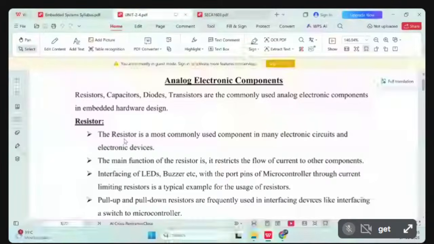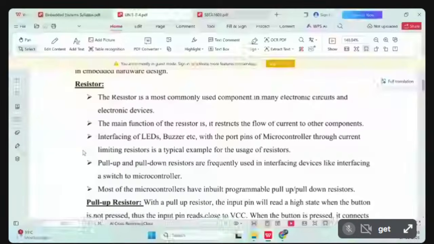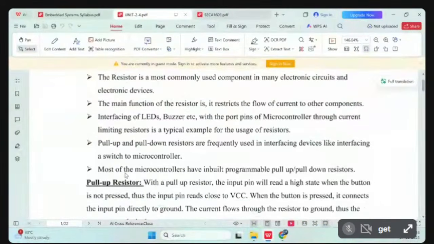Whenever we have some LEDs, buzzer, as well as I can have the pull down operations. The entire operation may be done with the help of pull down, or the entire operation may be in the upward position. It may be a pull up operation, right? This pull up or pull down may be used as the switch. Most microcontrollers have inbuilt programmable pull up as well as pull down resistors. I will show what is pull up and pull down resistor, right?